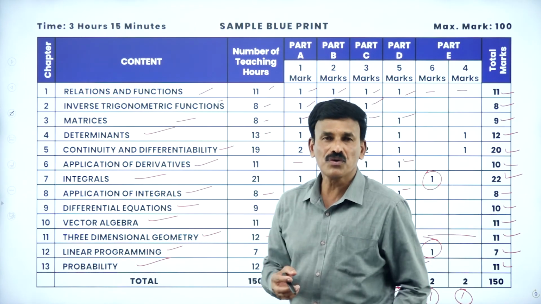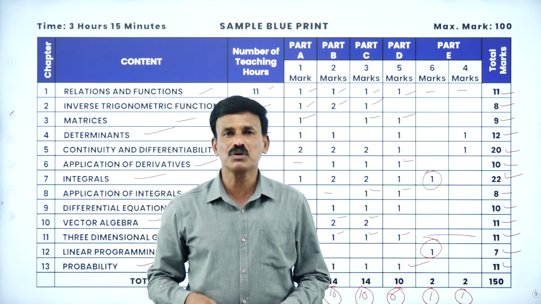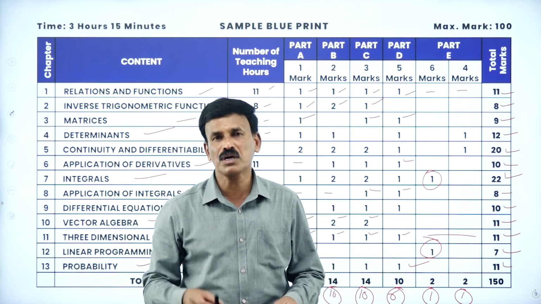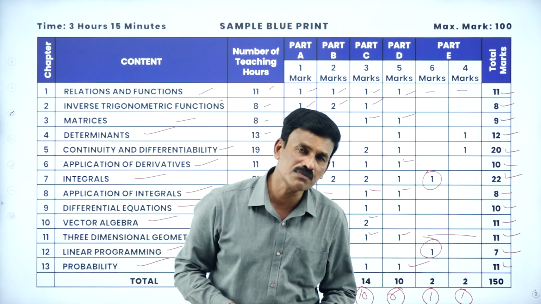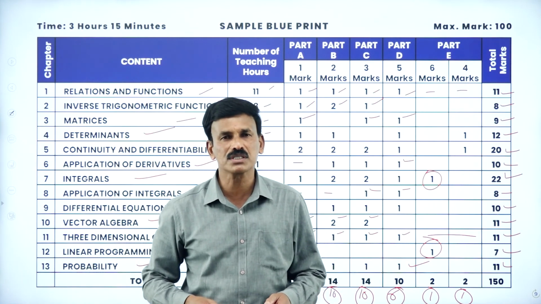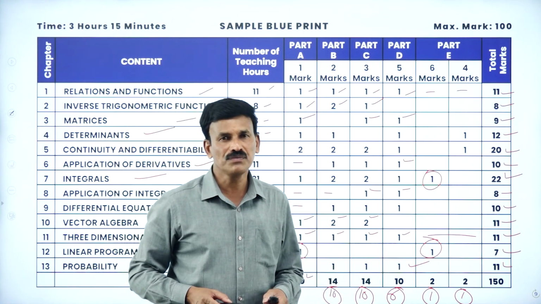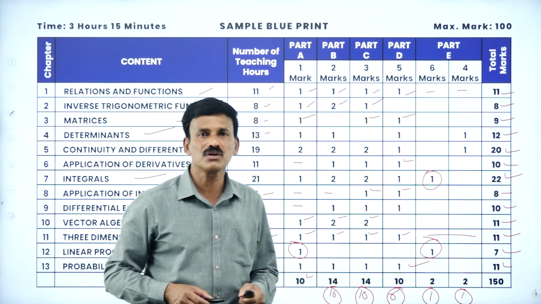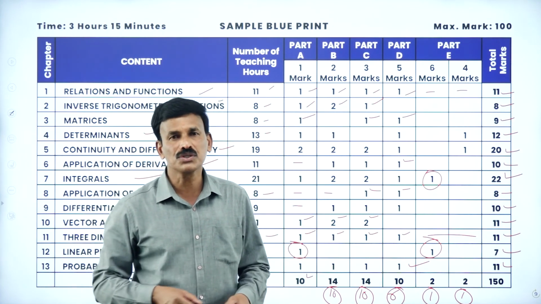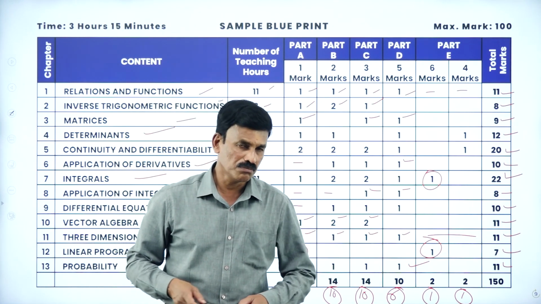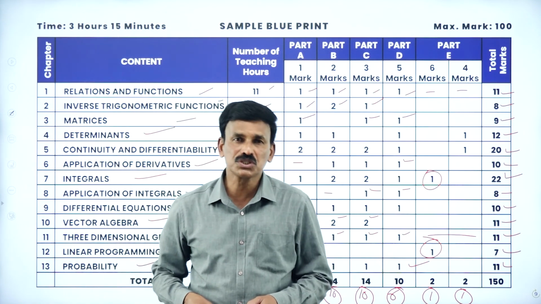I hope you followed. From part 1 and part 2, in part 1 it is 70 marks, whereas in part 2 it is 80 marks. So totally together 150. In that 150 you are going to answer for 100 marks. So this is how the marks are distributed for each chapter.